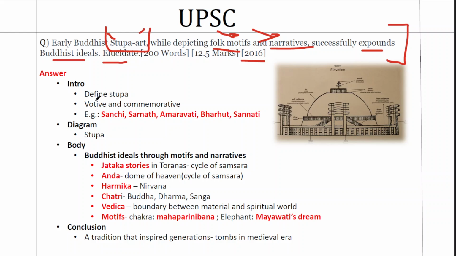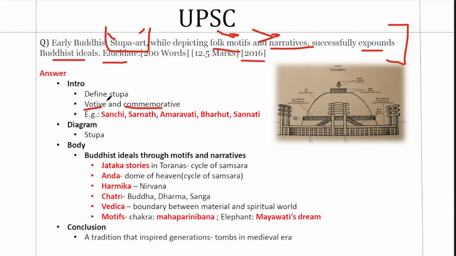Now coming to the introduction, we'll define what a stupa is. A stupa is an architectural structure where the relic of Buddha is kept. Stupa has different purposes. It can be constructed for commemorative purposes, just to keep the relic of Buddha in it. Ashoka constructed the Sanchi stupa for that. It can also be for votive purpose, that means to fulfill a vow. If I am a Buddhist and I want to fulfill a vow, I can construct a stupa.